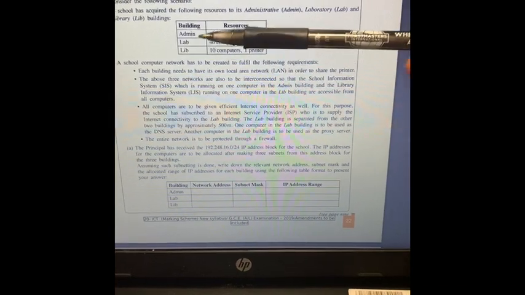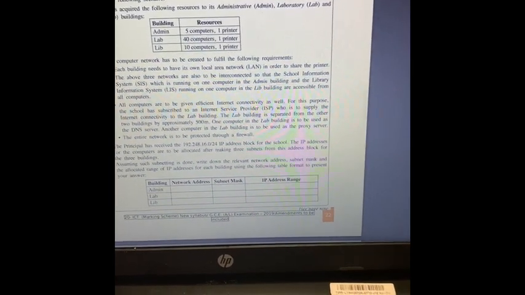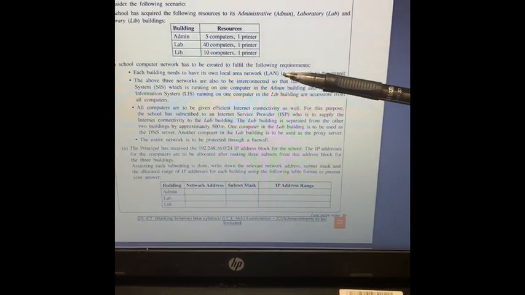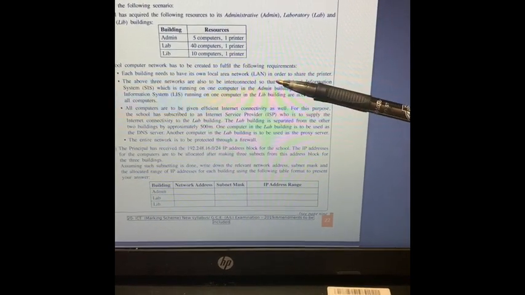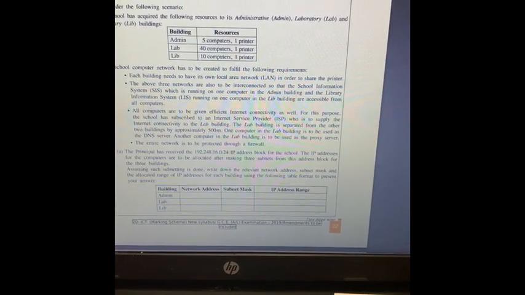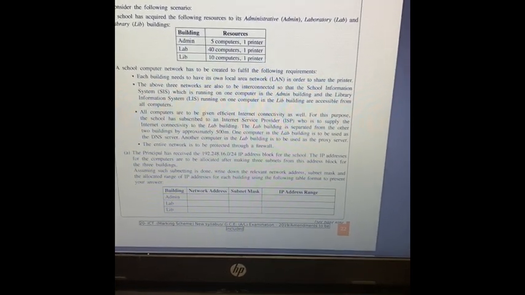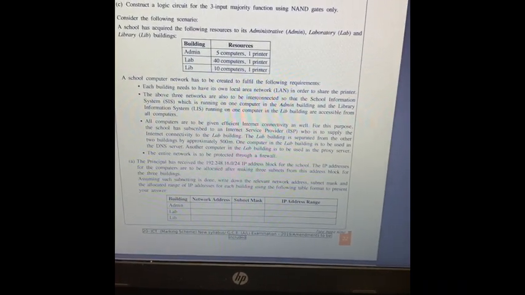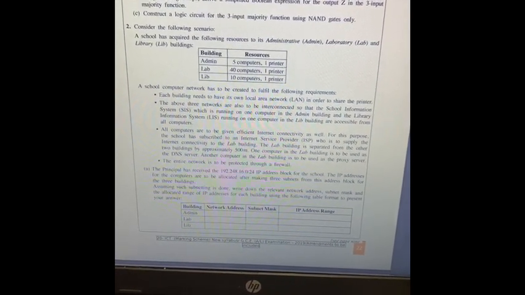And then they have given the requirements which need to be fulfilled. So a computer network has to be created to fulfill the following requirements. Each building needs to have its own local area network in order to share the printer. The above three networks are also to be interconnected so that a school information system which is running on one computer in the admin building and the library information system running on one computer in the library building are accessible from all computers. All computers are to be given efficient internet connectivity as well.